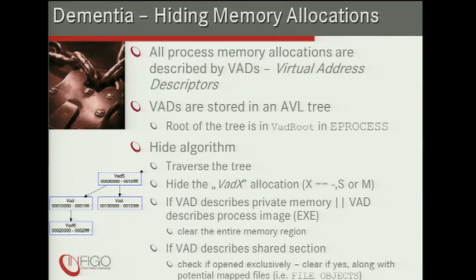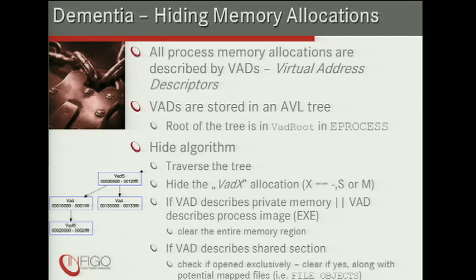So maybe a better solution for Volatility is to write a plugin that does not traverse the handle table list, but scans for OBTB allocations instead, like they do for process allocations, thread allocations, and some other objects. For memory allocations, it turned out that it's rather easy, because all process memory allocations are described by virtual address descriptors. These are simple kernel-level structures that describe memory ranges that are allocated by any process. These VADs are organized in a self-balancing binary tree called an AVL tree, and the root of this tree is stored inside the EPROCESS block, and it's called VAD root.